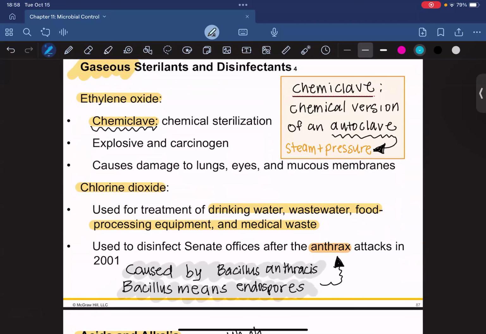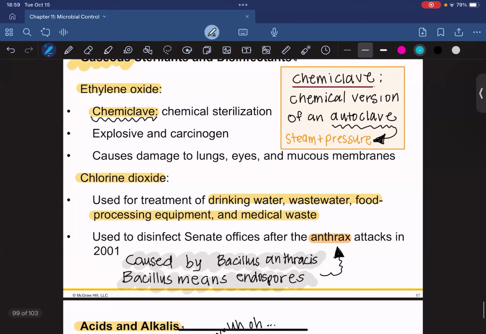We have chlorine dioxide. This is what we would find in drinking water, wastewater when we treat it, food processing, medical waste, and things like that. We used chlorine dioxide to get rid of anthrax in 2001 when the Senate was attacked with that bioterrorism incident. And so Bacillus anthracis, and if it's Bacillus, that means it has endospores. So that means that it also sterilizes.